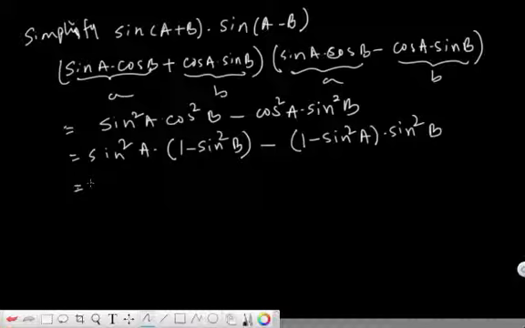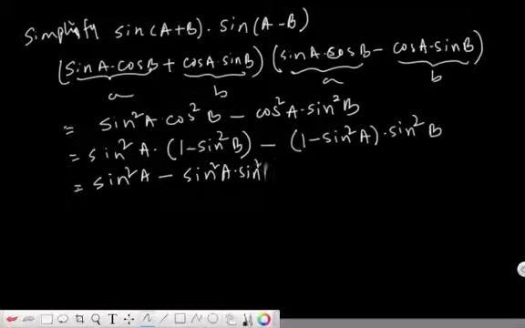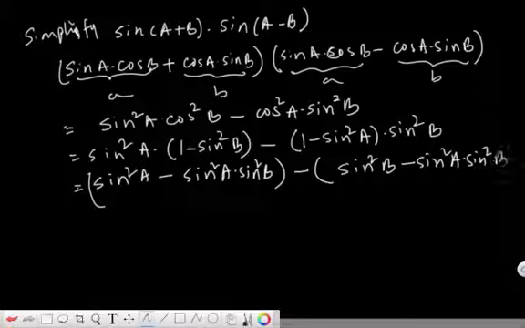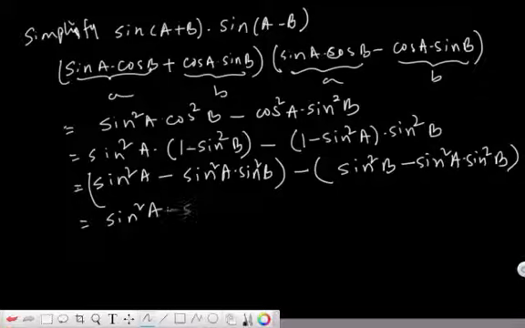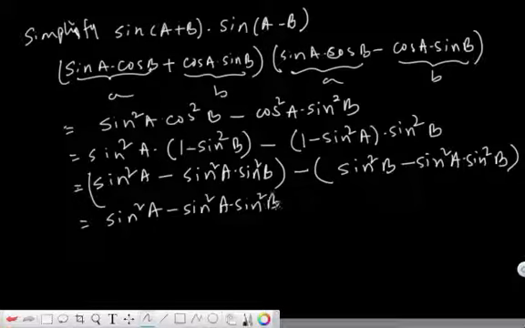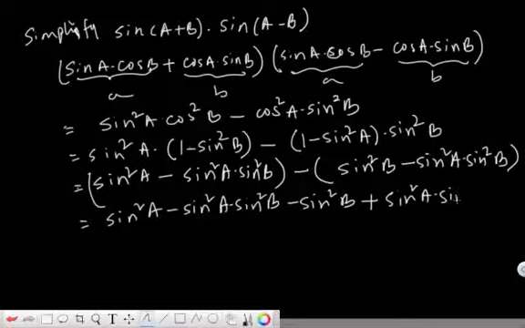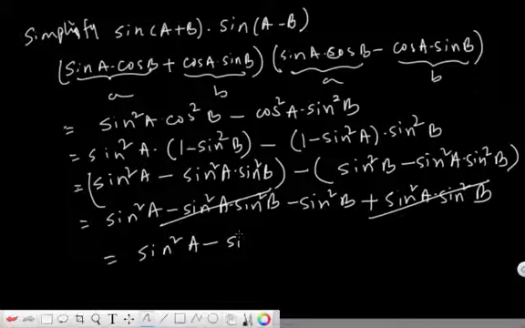So let's simplify this. Sine square a times 1 is sine square a, minus sine square a sine square b, minus sine square b, plus sine square a times sine square b. So the sine square a sine square b terms cancel out, and we are left with sine square a minus sine square b. So if we were asked to simplify this equation in terms of sine, we will use this approach, and we'll end up with sine square a minus sine square b.